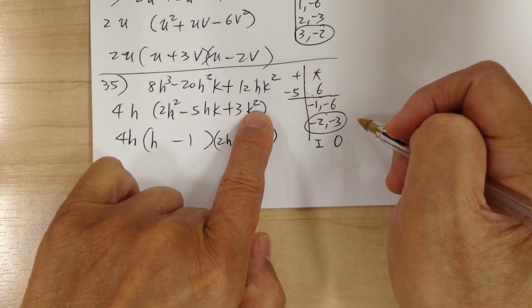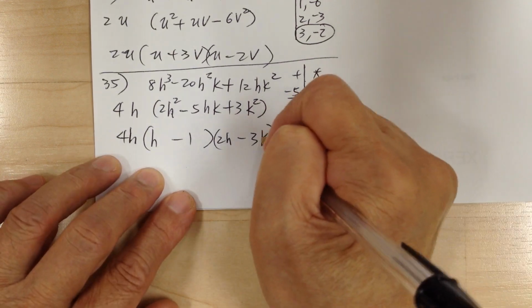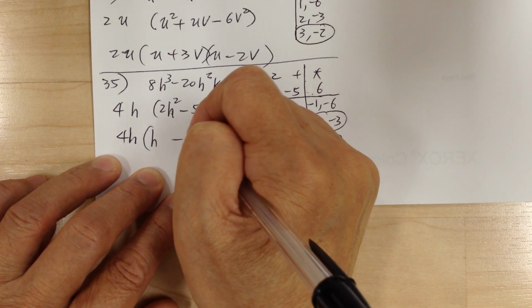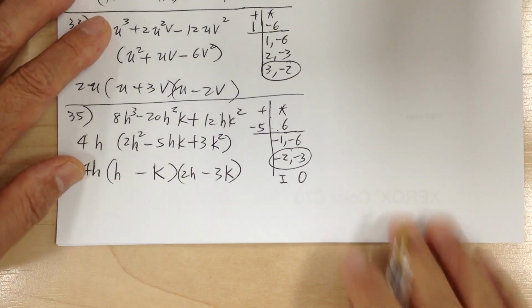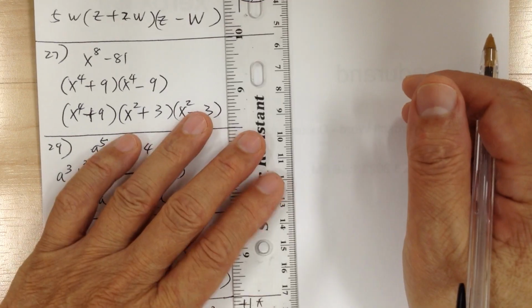Okay, now there's a k in the back. So you need to put k in the back. So you put k in the back, put k in the back. But don't put 1k, just k. Okay, and that's it.